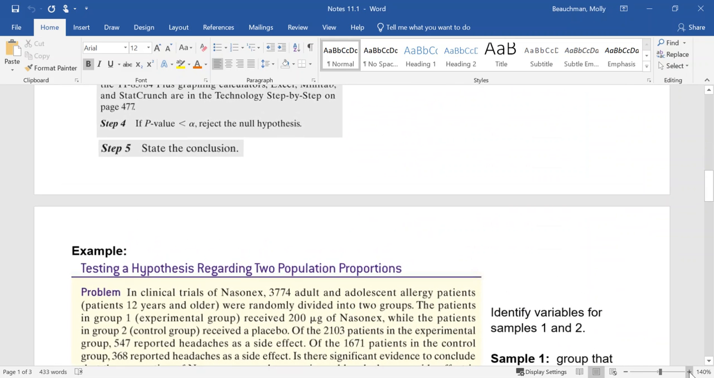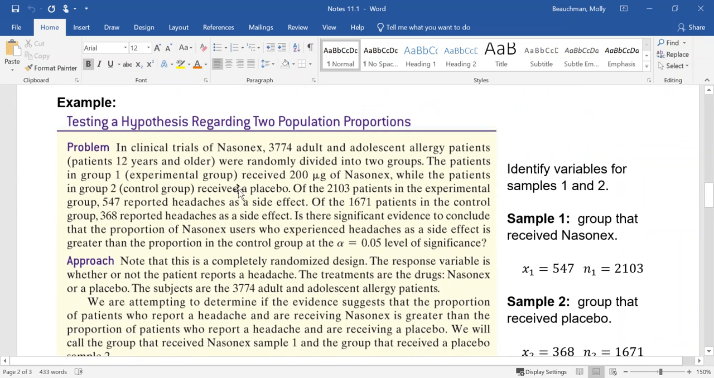Let me make this a little bit bigger so you can see it. The problem we're going to look at: in clinical trials of Nasonex, 3,774 adult and adolescent allergy patients, patients 12 years and older, were randomly divided into two groups. The patients in group 1, the experimental group, received 200 micrograms of Nasonex, while the patients in group 2, the control group, received a placebo. Of the 2,103 patients in the experimental group, 547 reported headaches as a side effect. Of the 1,671 patients in the control group, 368 reported headaches as a side effect. Is there significant evidence to conclude that the proportion of Nasonex users who experience headaches as a side effect is greater than the proportion in the control group at the 5% level of significance?